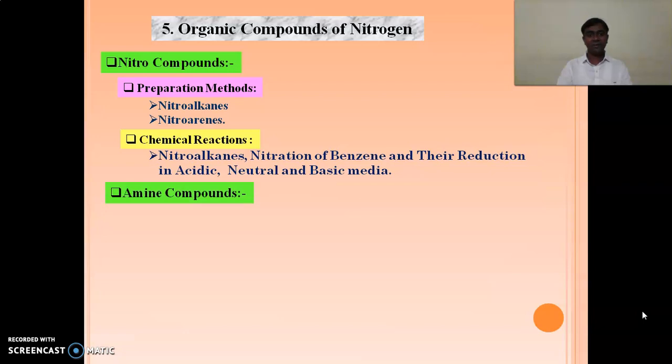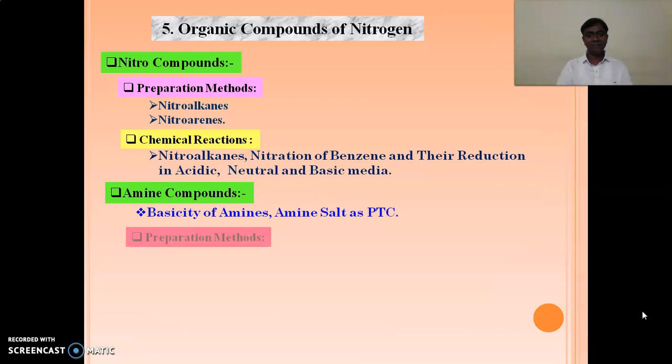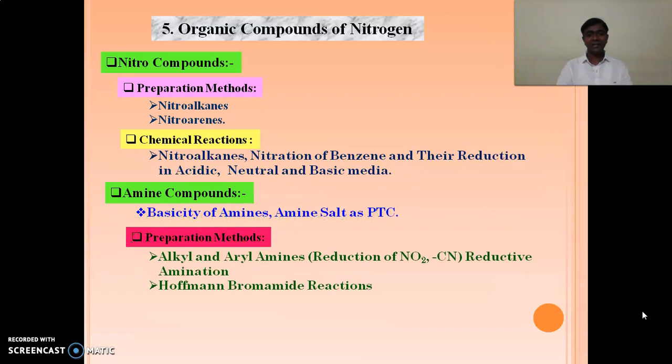In the next point again we will discuss the amine compounds. So what is meant by amine compounds? When any organic compound contains an NH2 group, that type of compound is called an amine compound. Again we will discuss the basicity of amines, amine salt as PTC, and in the next point the preparation methods of amines. So here amines are prepared by using alkyl and aryl amines, that is reduction of NO2 and cyanide group. It is called reductive amination.